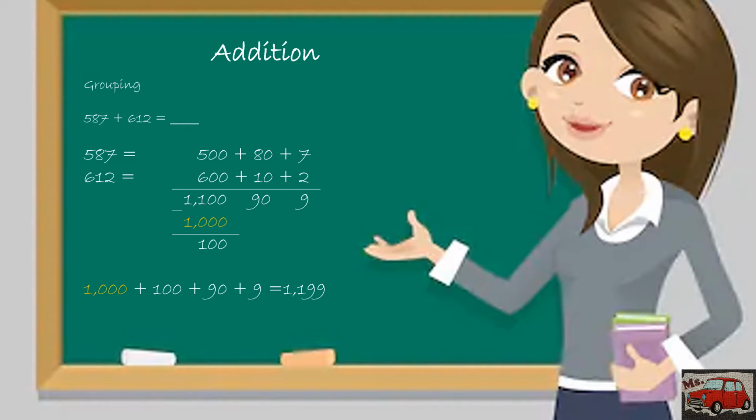Yung 100's place mo, meron tayong 500 at 600. Pag pinagsama mo yan, magiging 1,100. Now, di ba yung place value na yan is for hundreds only? So, ang gagawin natin, tatanggalin natin yung 1,000. Kasi nga pang hundreds place lang yan. So, sa hundreds place mo, meron ka na lang 100. So, yung 1,000, ilalagay mo na siya sa thousands place. So, kung pagsasamahin mo na yung mga value na na-combine after adding, so we have now 1,199.